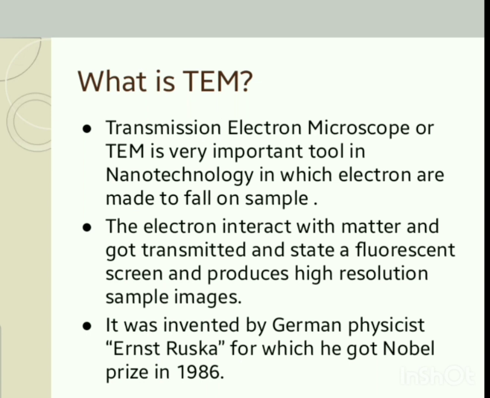The electrons interact with matter and get transmitted and strike a fluorescent screen and produce high resolution sample images. So in this we will follow electrons in the sample surface, whose electrons interact with matter and are transmitted through it and strike a fluorescent screen which produces a sample image with high resolution. It was invented by German physicist Ernst Ruska, for which he got the Nobel Prize in 1986.